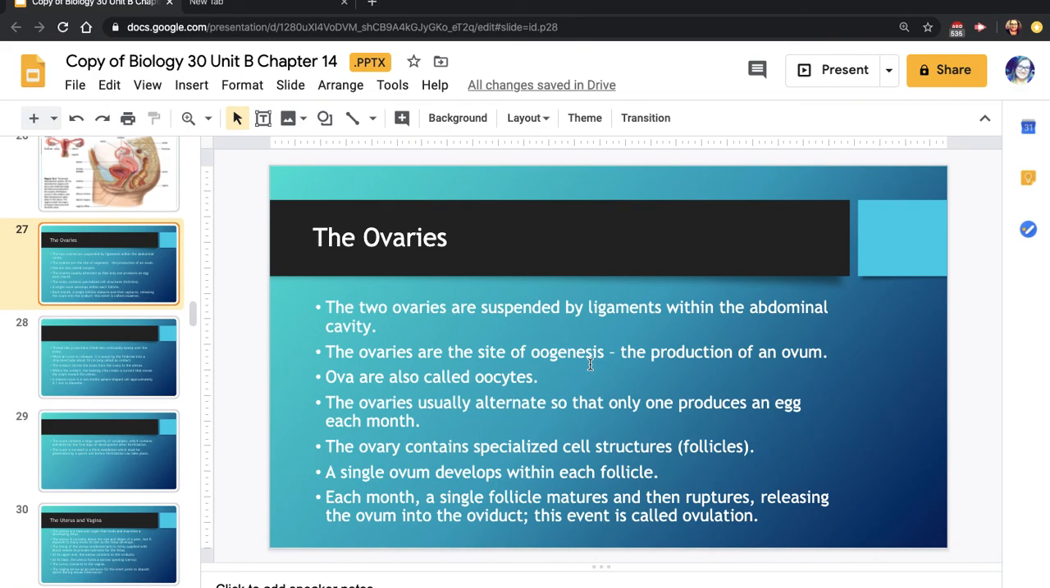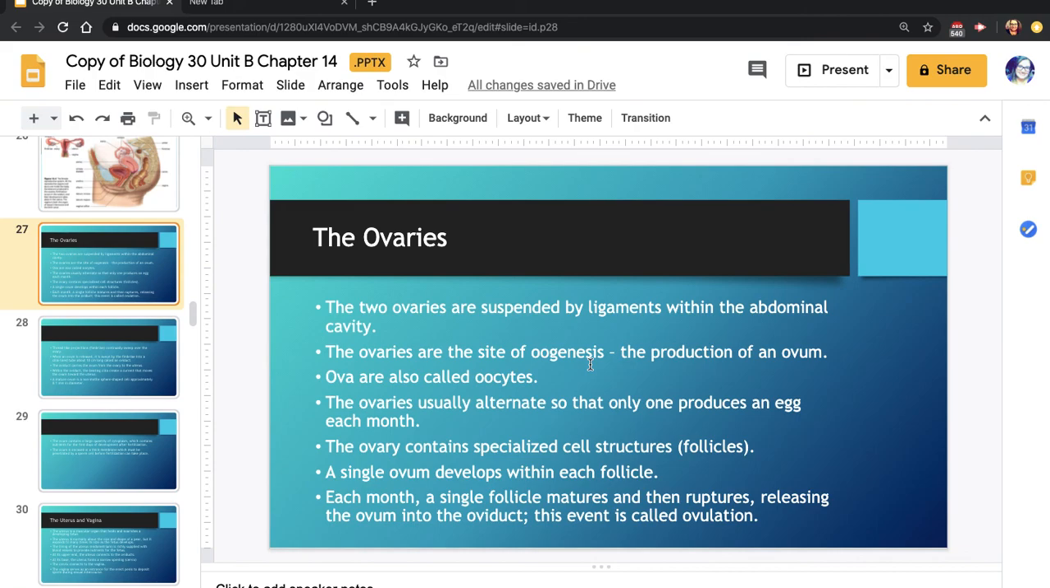The ovaries. So the two ovaries are suspended by ligaments within the abdominal cavity. The ovaries are the site of oogenesis. So oogenesis is the production of an egg. Ova are also called oocytes. The ovaries usually alternate so that only one produces an egg each month.